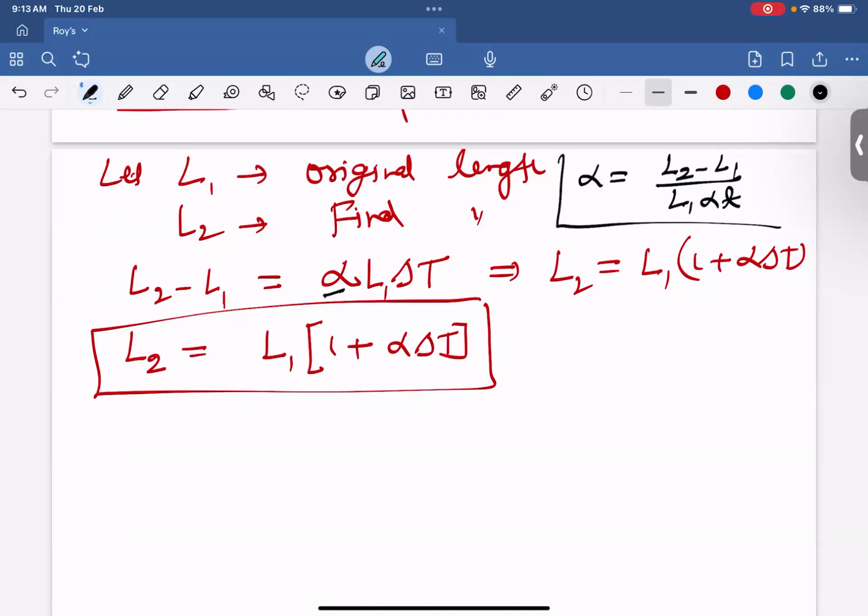So you understood the concept of formulas? Yes, sir. Understood.